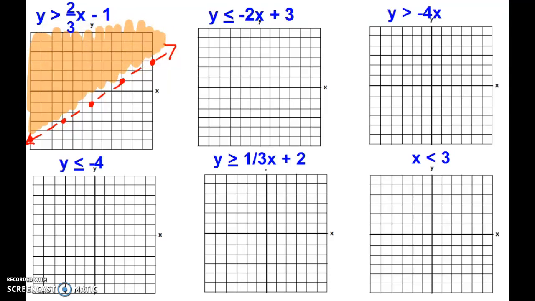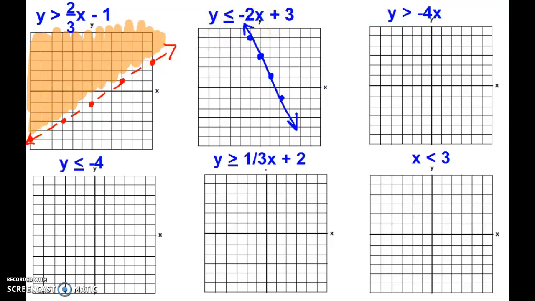All right, let's look at the next one. Let's change the colors. So y is less than or equal to -2x plus 3. This is a linear inequality. Start at 3 and go down to the right 1, down to the right 1. We get the point. This is equal to, so we know this is a solid line.